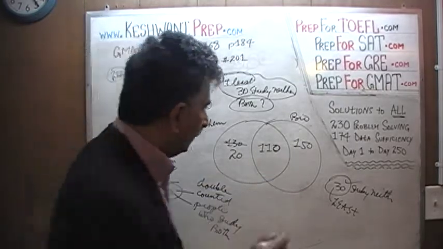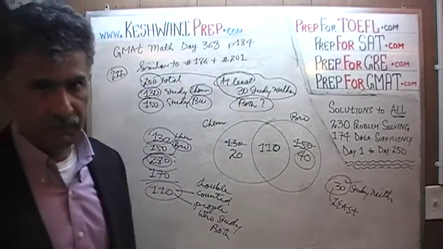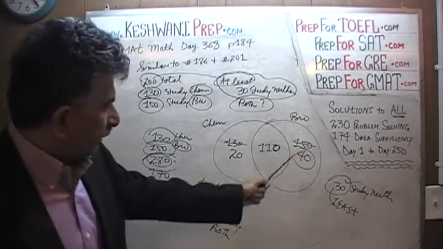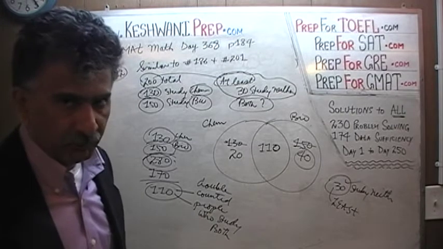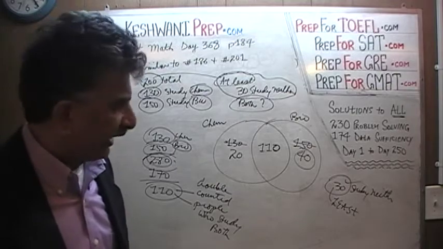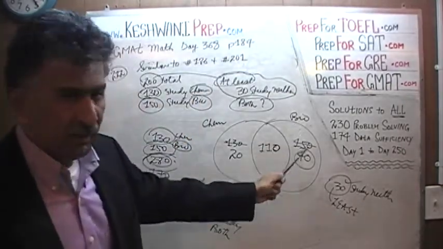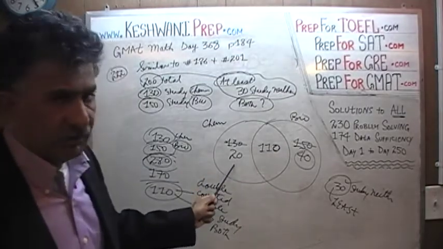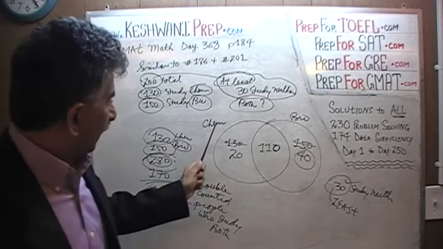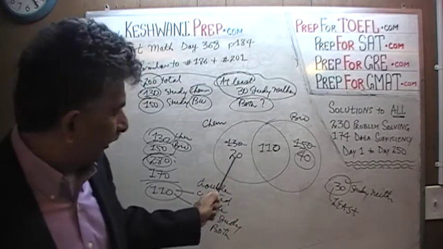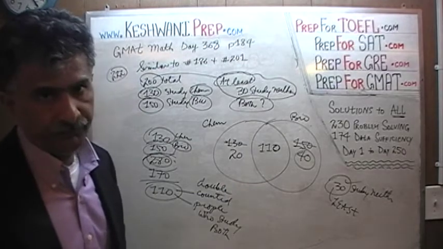But only 40, now we take away 110, only 40 study biology. So here, the scenario that we're depicting is this. This is a recapitulation of what we're depicting here: exactly 30 study neither, exactly 40 study biology only, exactly 20 study chemistry only, and 110 study both.